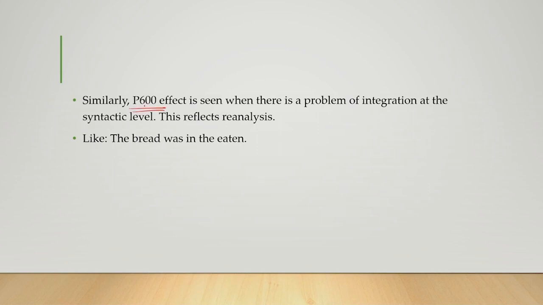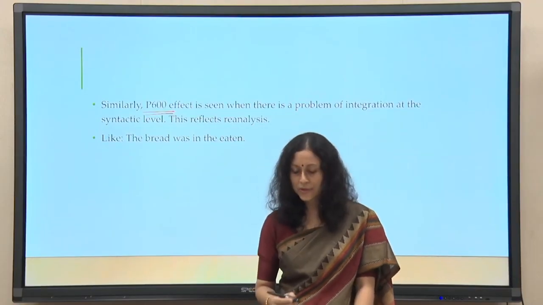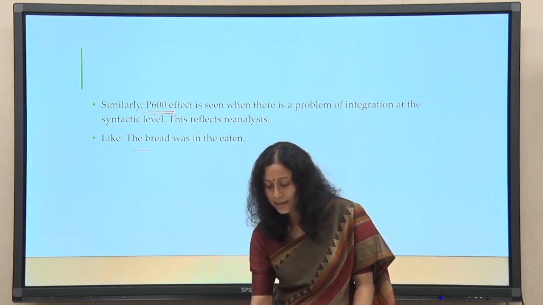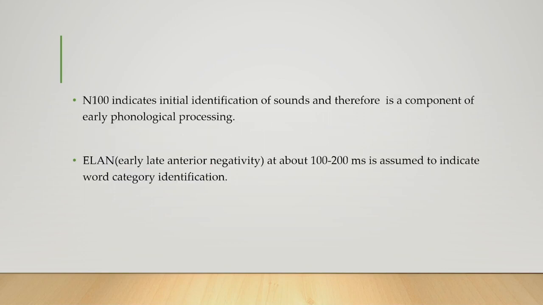So, these effects are fixed and they are already connected to certain kinds of difficulty the brain faces while processing sentences. Take a sentence like this: the bread was in the eaten. Till here, the bread was, the sentence is okay. If this part was not there, the sentence is still okay. But when you have created an anomaly in the sentence structure, there is a P600 effect that is typically found.